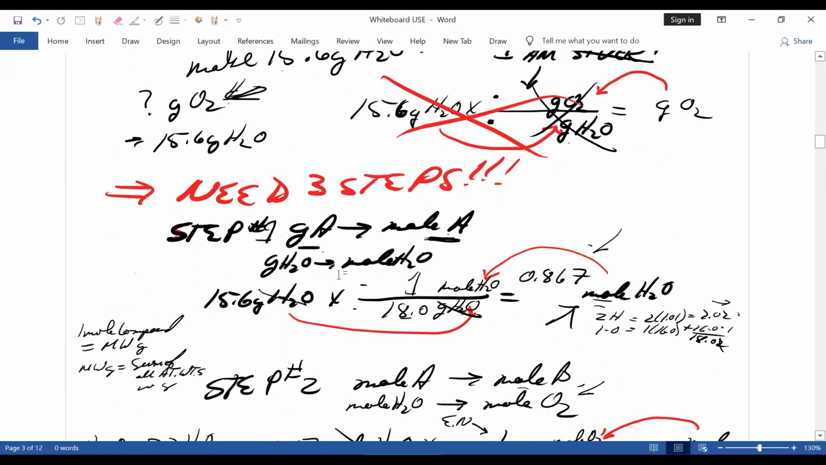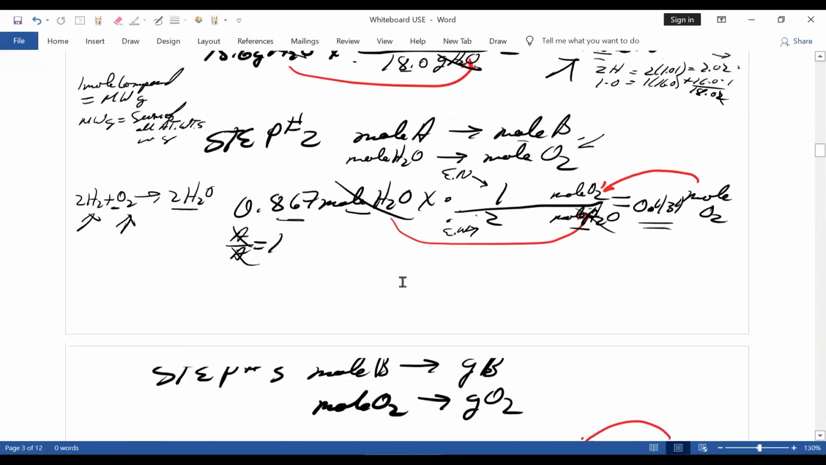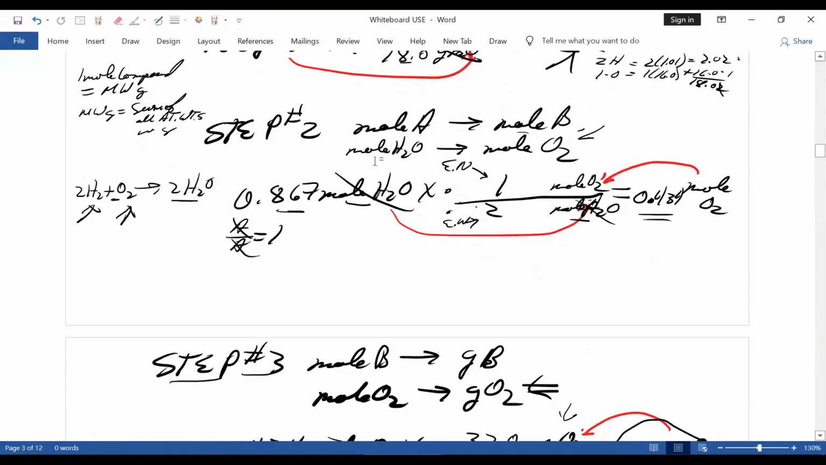If you notice, in step 1, I converted the grams of water to moles of water. This is 3 significant figures, and 3 here is an exact number. Step 2, what you learned today: how do you go from moles of one substance to another? Use the balanced chemical equation. 2 moles of hydrogen react with 1 mole of oxygen to make 2 moles of water. I go from moles of water to moles of oxygen using the equation. The numbers here come from the balanced chemical equation.